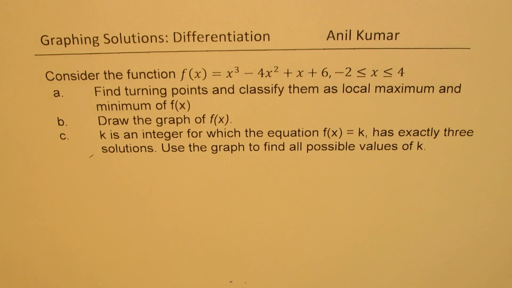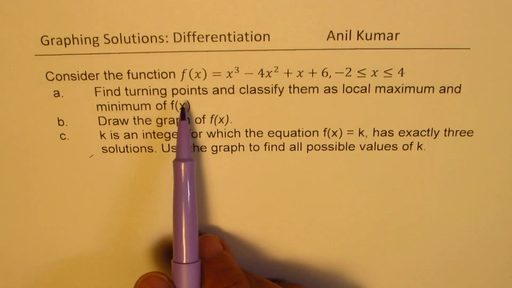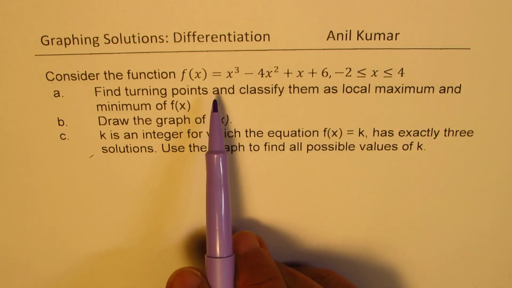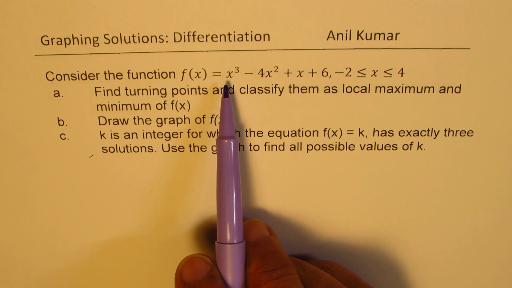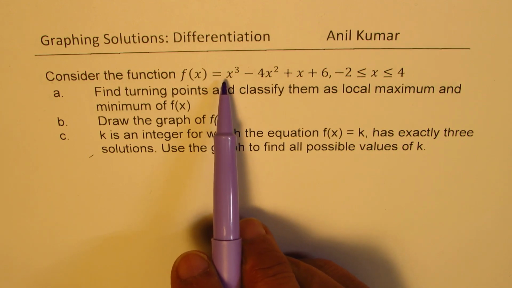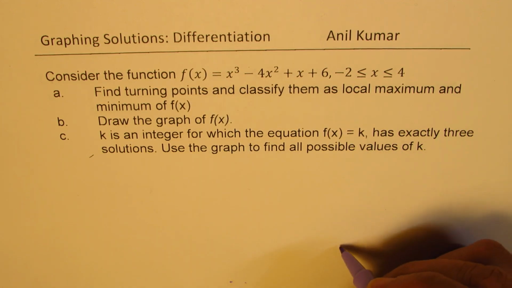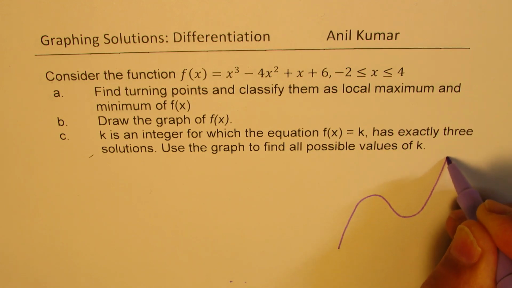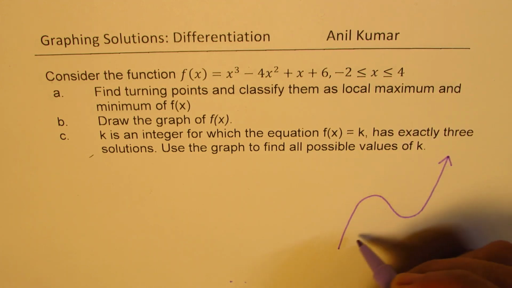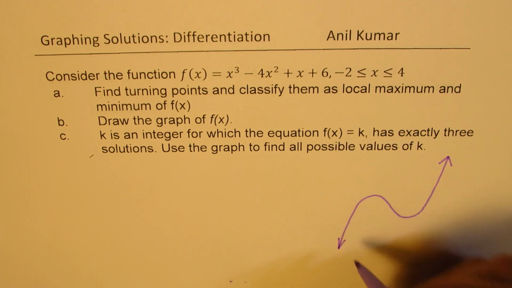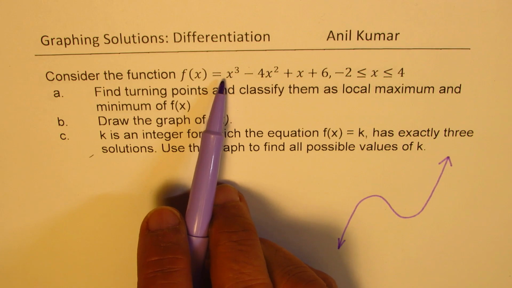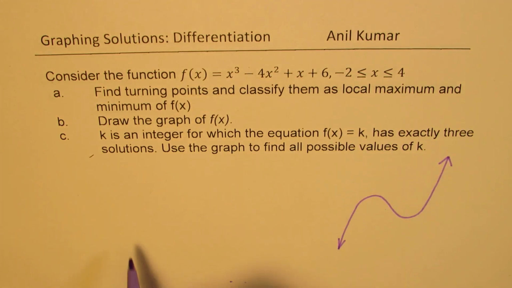Now let us see how to solve this question. First part is to find the turning points. We are given a cubic function. As most of you know, for a cubic function with positive leading coefficient, the graph will look more or less like this, if it has 2 turning points, right? So this is always a continuous graph. Positive leading coefficient means right side is up.